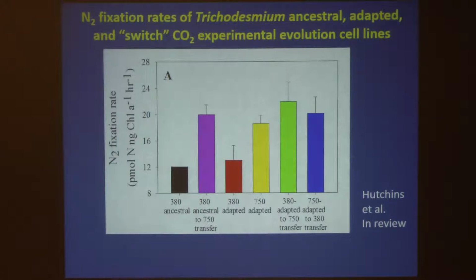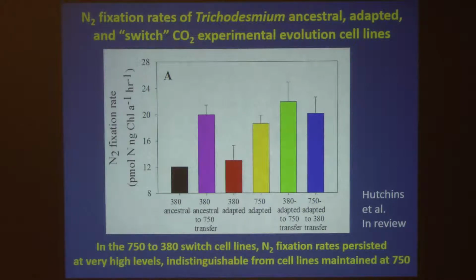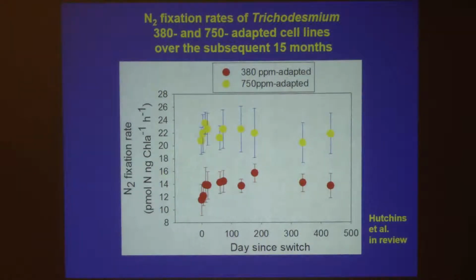So we did that. We took this strain, and then we've kept going with our 380 adapted and our 750 adapted. And I'm going to show you that in a minute here. So this is just summarizing what I just said. The N2 fixation rates got stuck at those high rates even when we moved them back. So this is the same cultures for over a year after that reciprocal transfer.